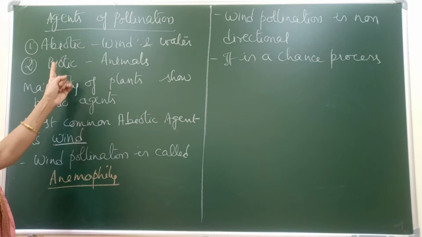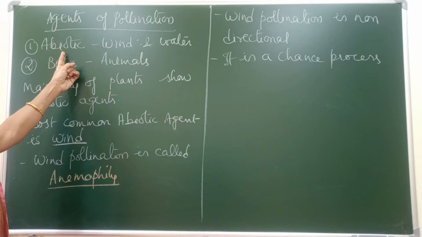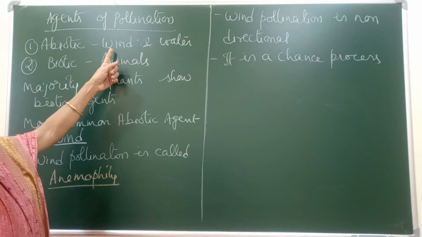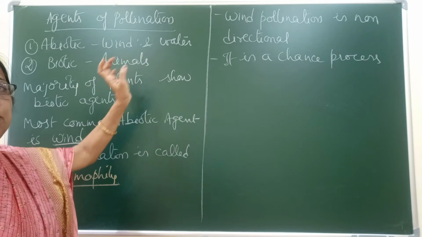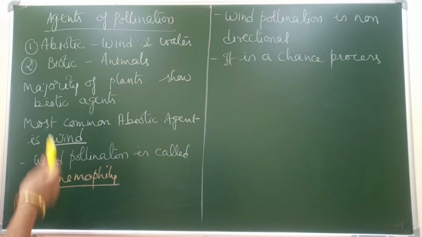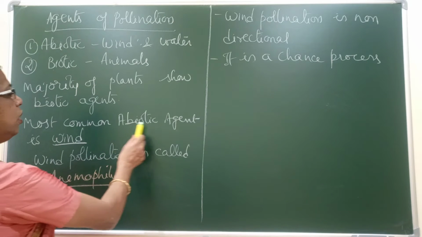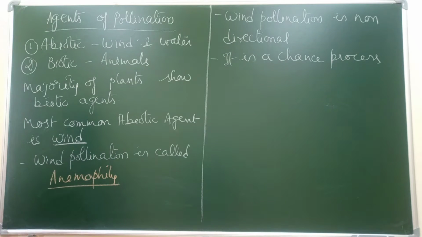So there are mainly two types of agents, abiotic and biotic agents. Abiotic agents are like wind and water. They form the main abiotic agents, and biotic agents are animals. The majority of plants show only biotic agents. Now, out of the abiotic, the most common abiotic agent is wind.